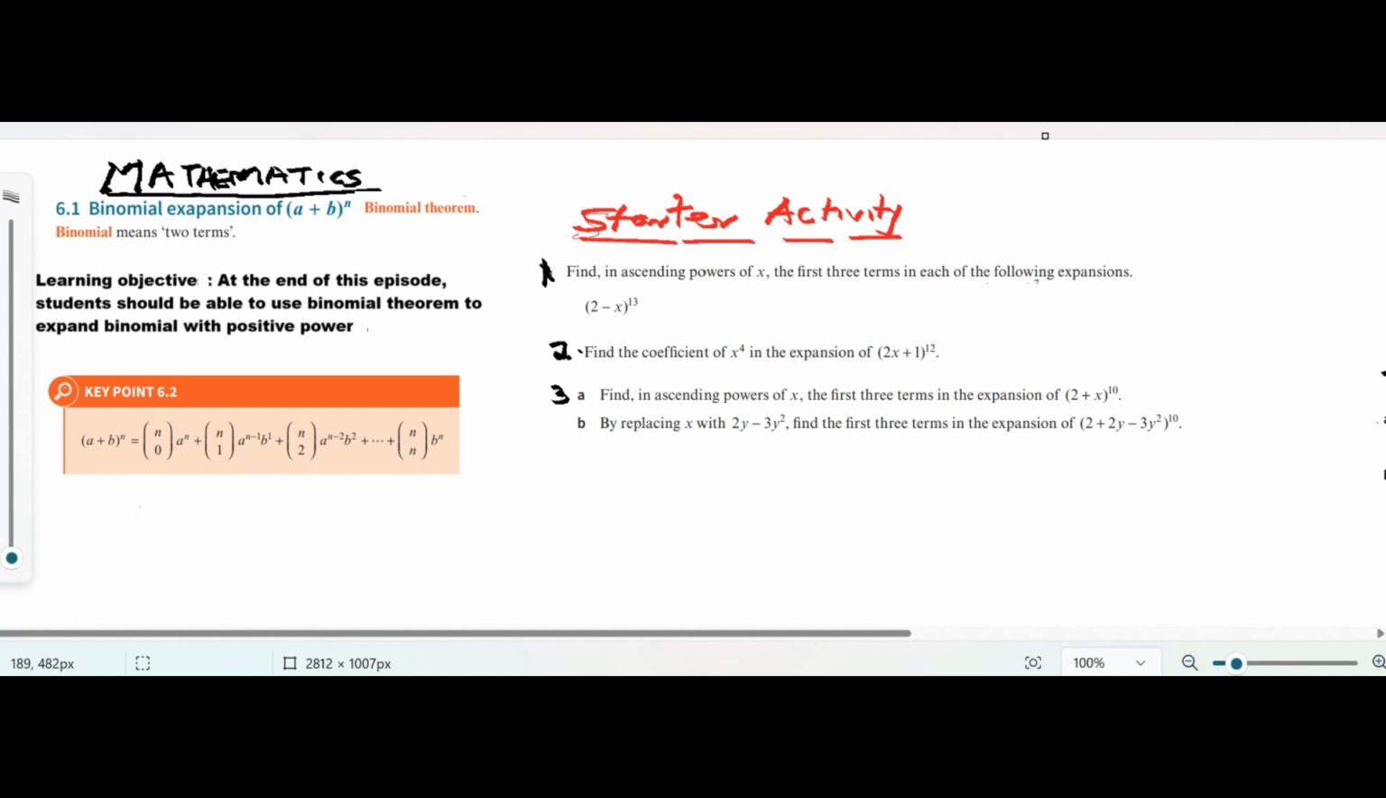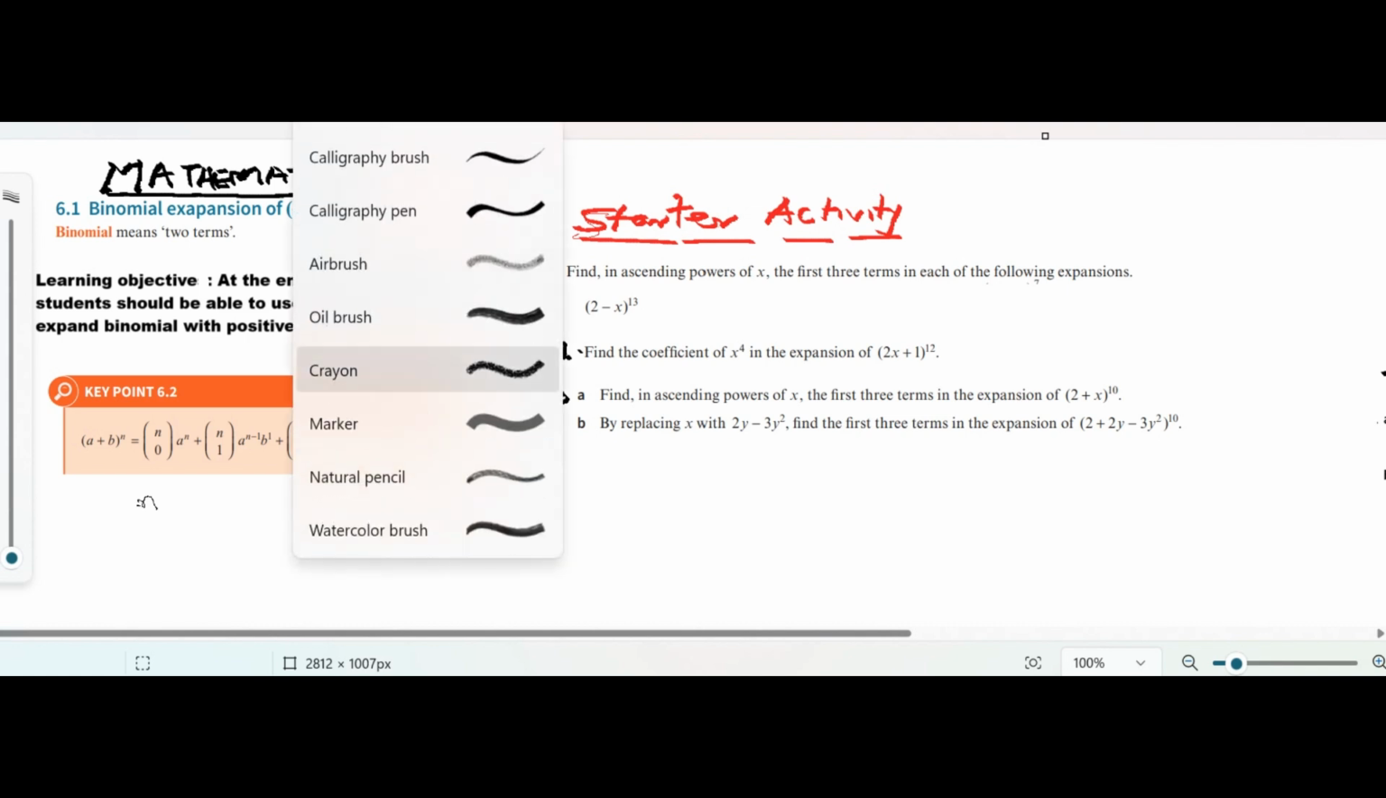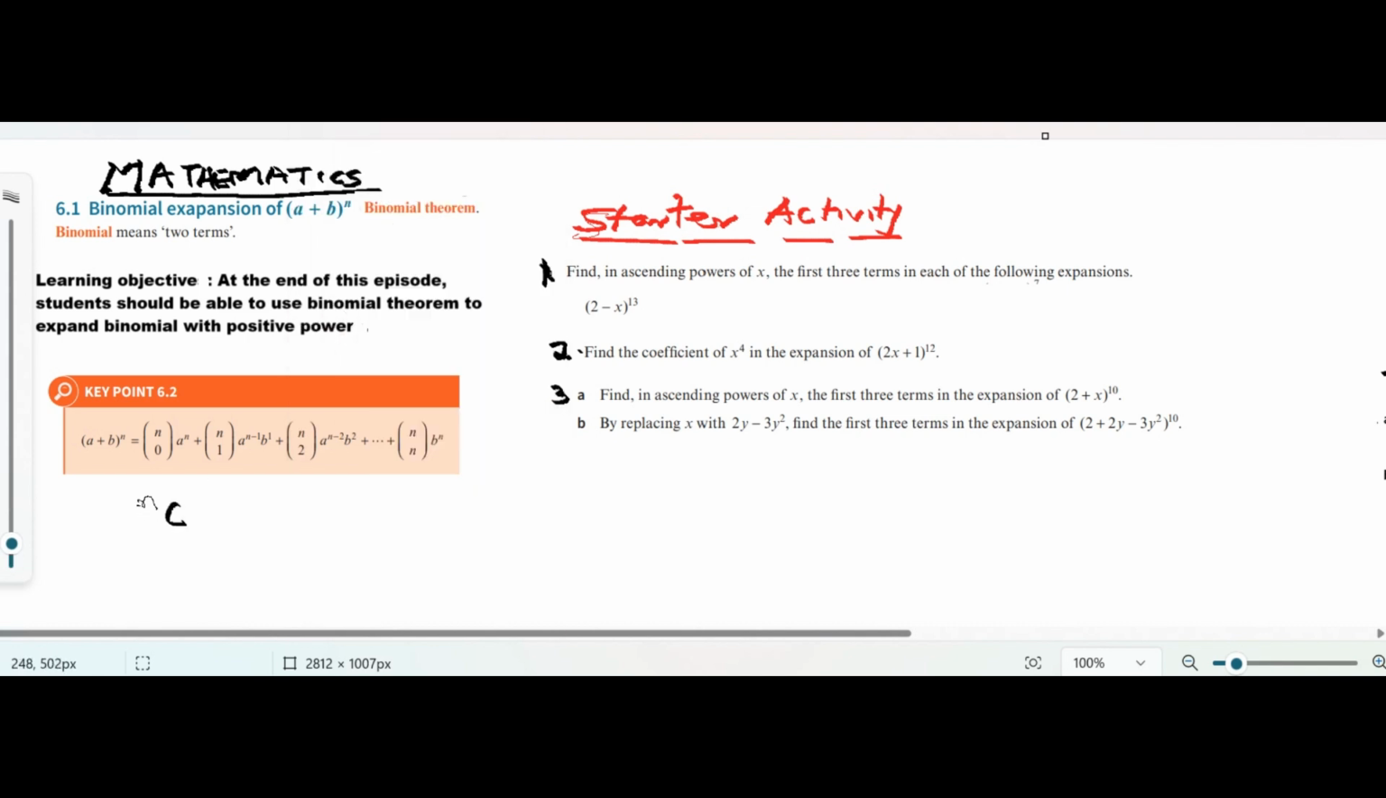If I write n combination r, it means out of n items, r is selected, and we can simplify it as n factorial over n minus r factorial. That's the expansion, and this can also be written as nCr. You can simply put it as nCr, and you can simplify this using your calculator.